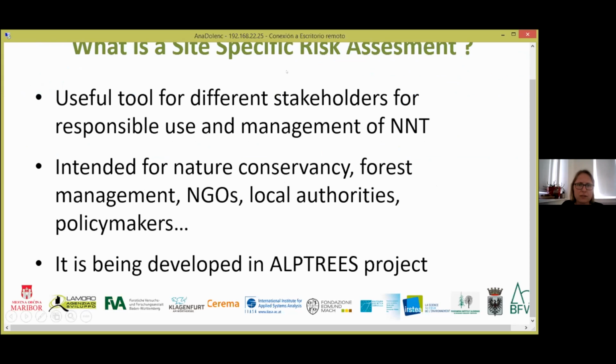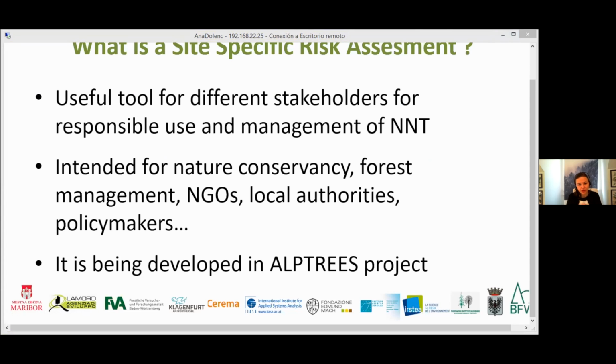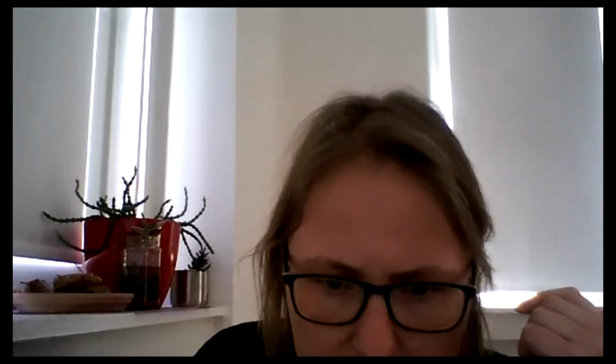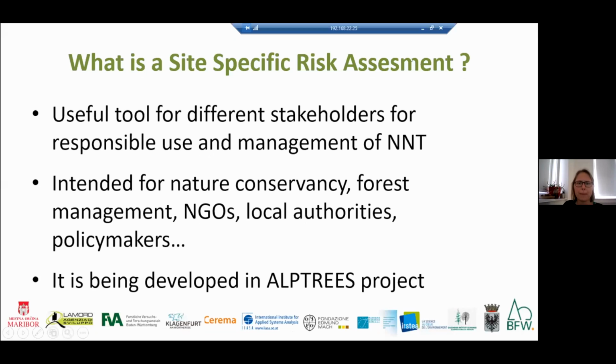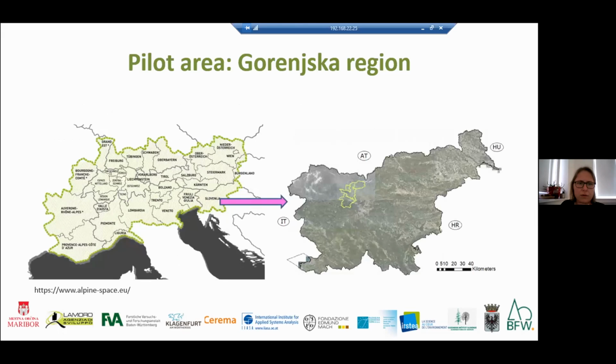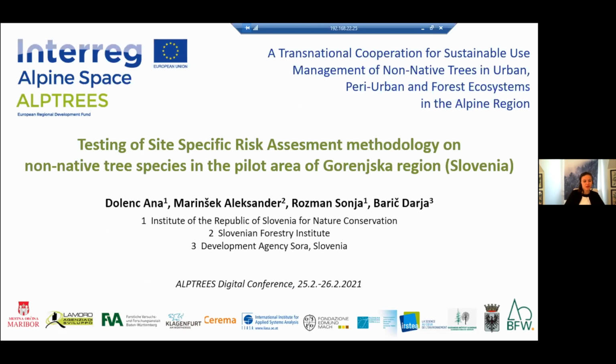About what the site-specific risk assessment is, we already heard. Do you see the whole presentation okay? Can you make it a little bit smaller so that we can see the full picture? I will stop sharing and try again. Sorry for not telling you. Is this okay? One slide back, sorry. Yes, now it's good. Now we see all of it. Thank you very much.